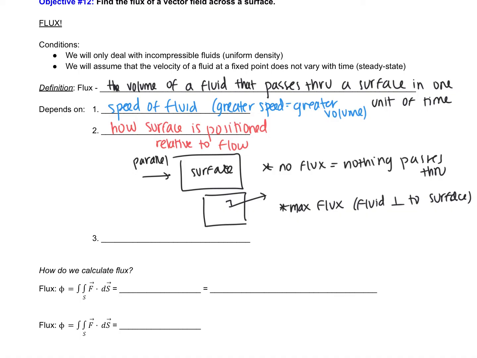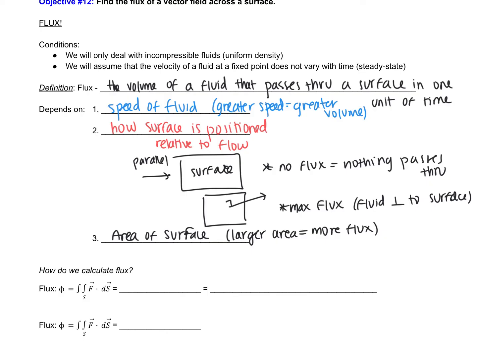Lastly, the flux, or the volume of the fluid, also depends on the area of the surface. And that should make sense. If we have a larger area, flux will be higher, right? Larger volume moving through the surface.